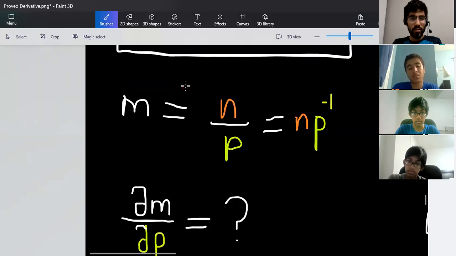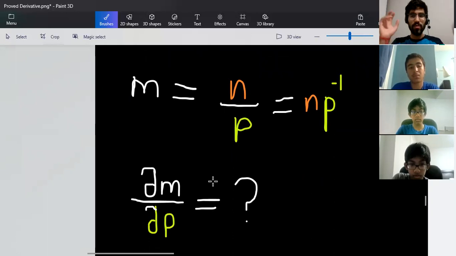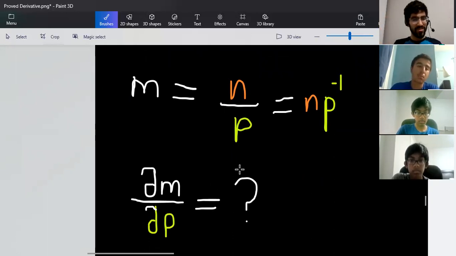We want to figure out how do we isolate for one of these variables, so in this case p. So we say partial m by partial p. How does a tiny change in p affect a tiny change in m? Does that problem formulation sound good, what we're trying to do?